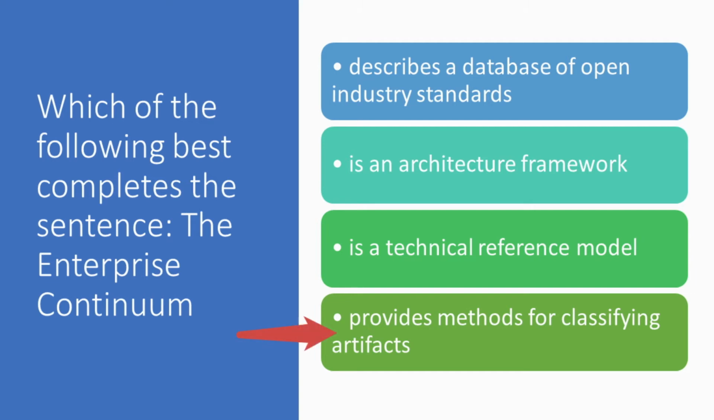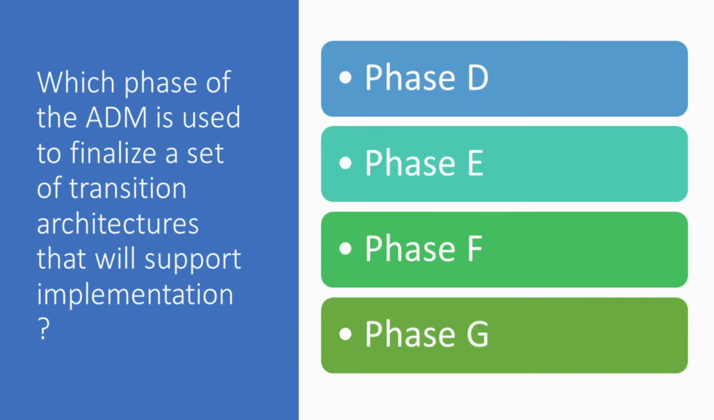Because the enterprise continuum is a model providing methods for classifying architecture and solution artifacts as they evolve from generic foundation architectures to organization-specific architectures. The enterprise continuum comprises two complementary concepts: the architecture continuum and the solutions continuum. Let's talk about the next question.